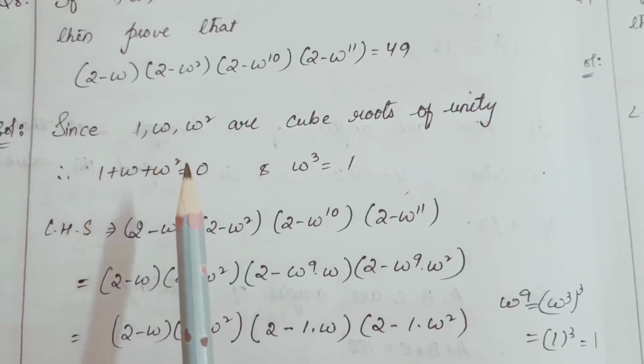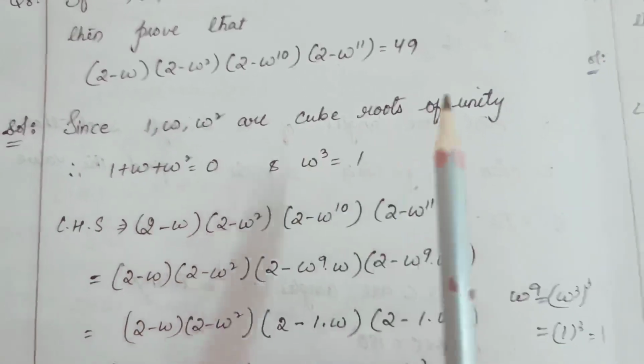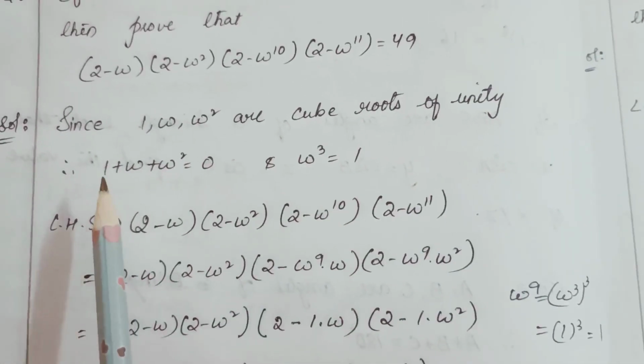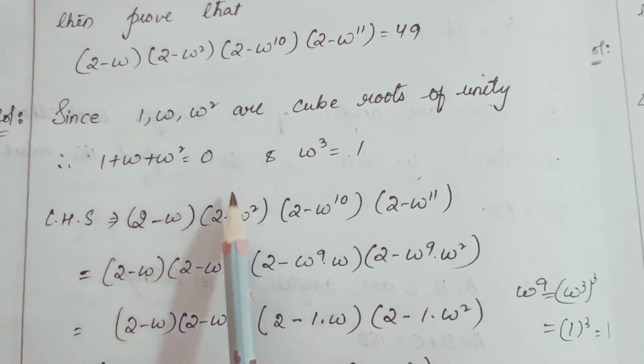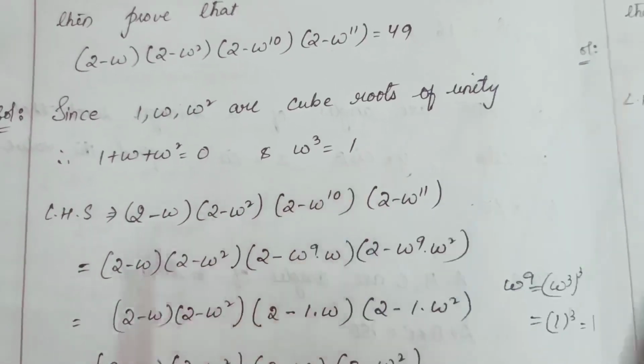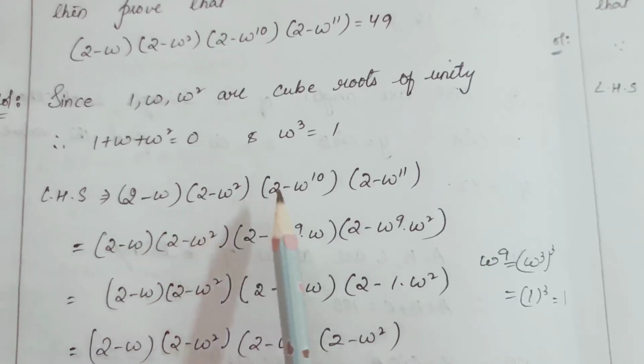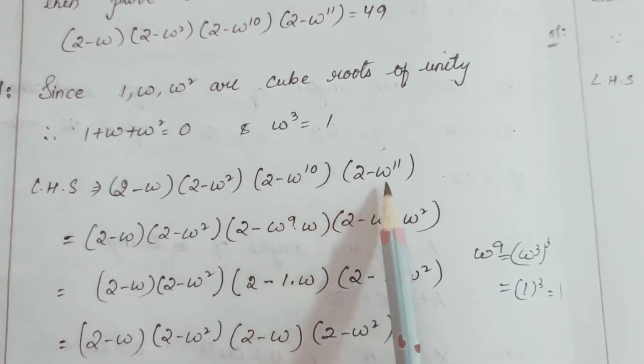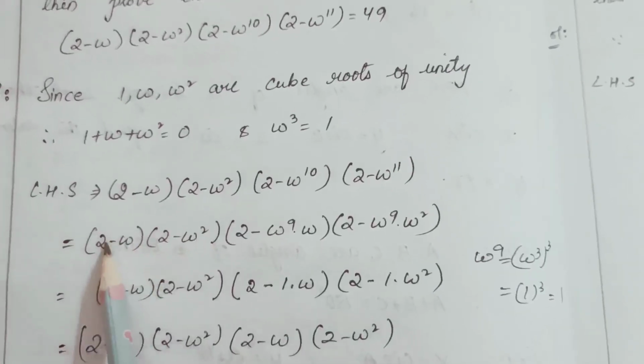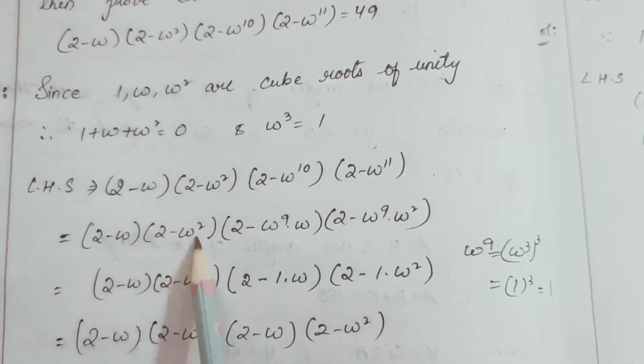Okay, since 1, omega, omega square are the cube roots of unity, we know that 1 plus omega plus omega square is equal to 0 and omega cube is equal to 1. Taking LHS: (2 minus omega)(2 minus omega square)(2 minus omega to the power 10)(2 minus omega to the power 11). 2 minus omega, 2 minus omega square, same as they are, these two brackets.